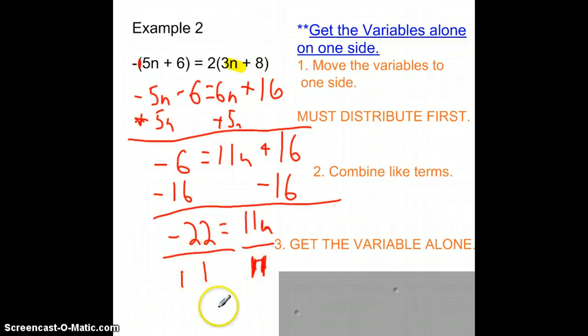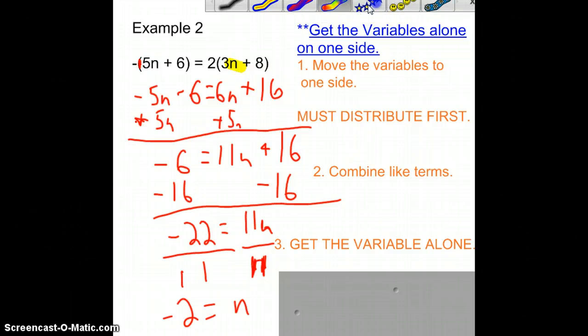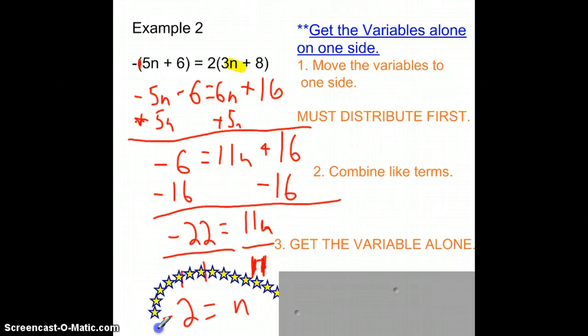Okay. Divide both sides by 11. n equals, in this case, negative divided by positive, 22 over 11, negative 2. Okay? And so that's what we got there. So n will equal negative 2.